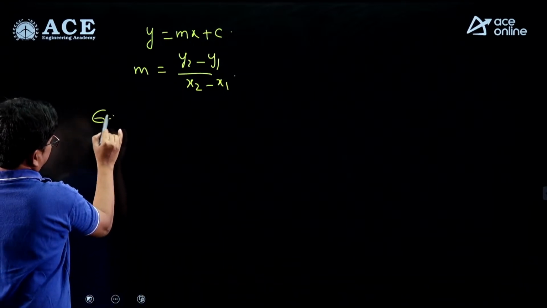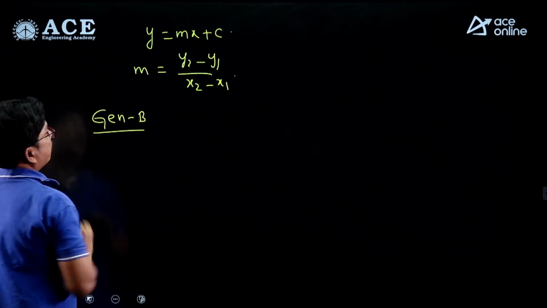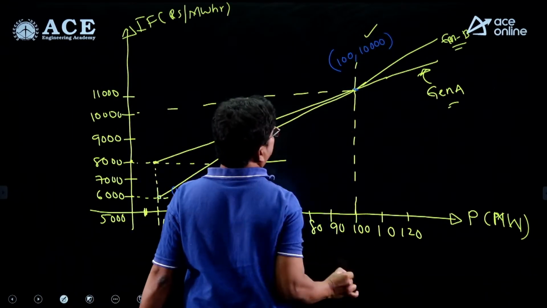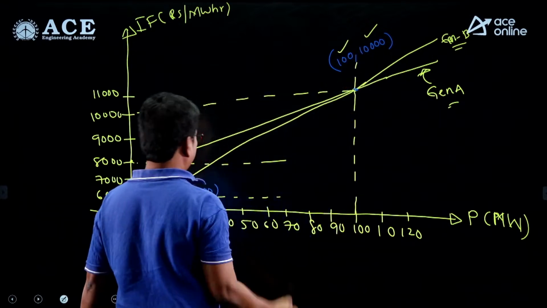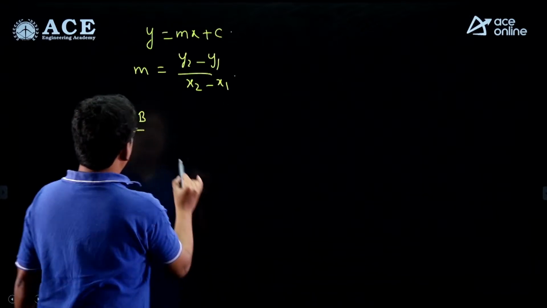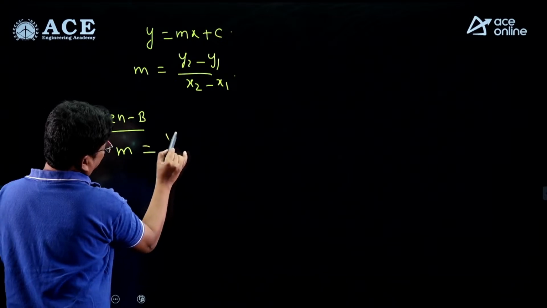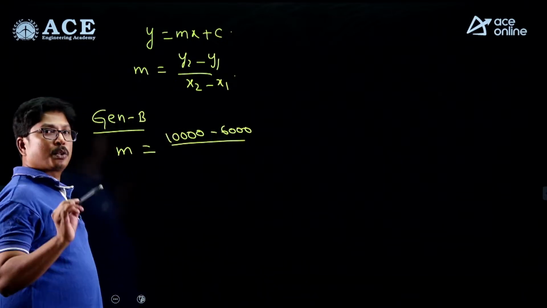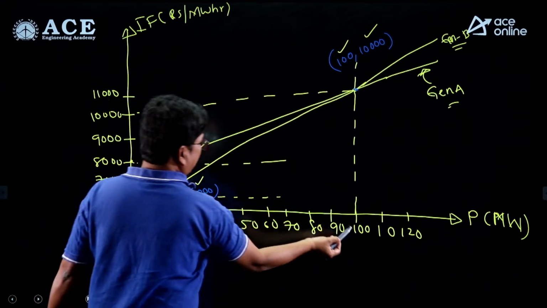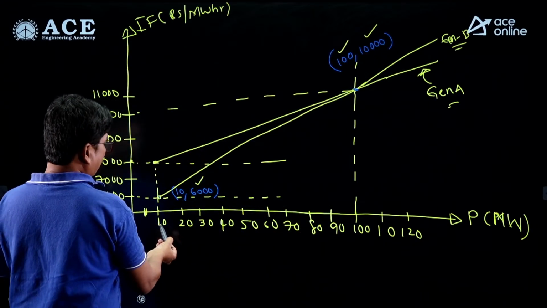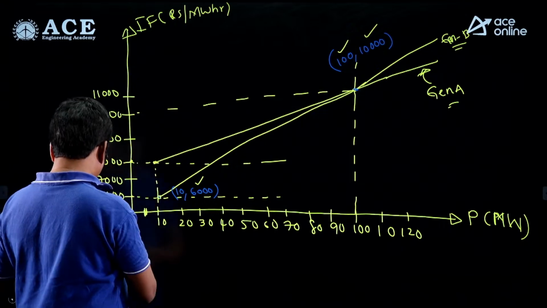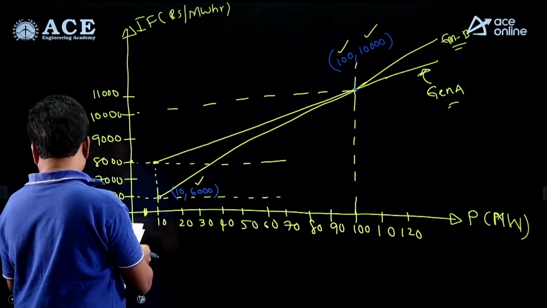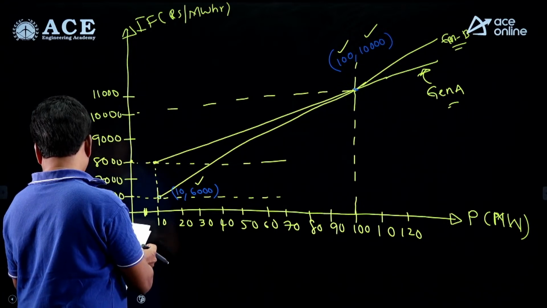First of all, we will see generator B. For generator B, the value of y2 is 10,000 and y1 is 6,000. So it will be 10,000 minus 6,000 divided by x2 minus x1, where x2 is 100 minus 10. It is not exactly 10, it may be given nearly, but take it as 10.